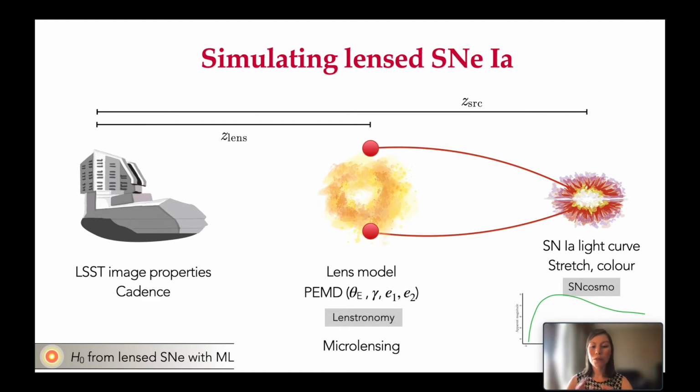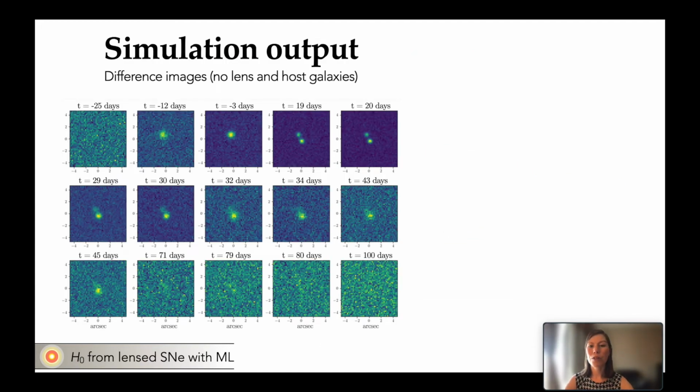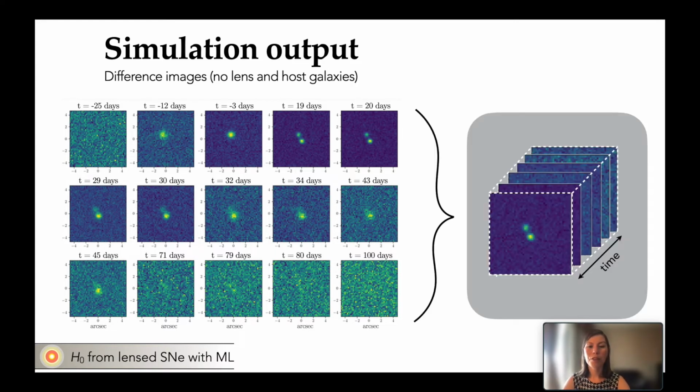So when we put all of this together, this is what our data output looks like for one lens supernova system. So here you see the time evolution of the lens supernova in difference images, because for these images we only simulate the supernova, so not the lens and the host galaxies. And this will also be one data product of LSST. And then we combine these images into a cube by stacking all the observations behind each other, and this will be the input for our neural network.